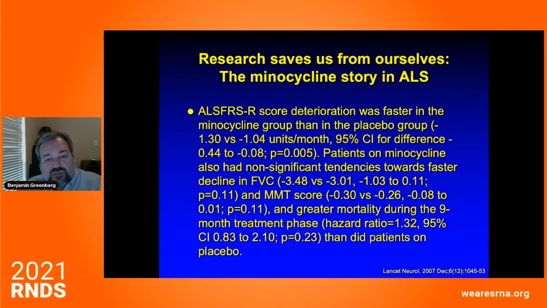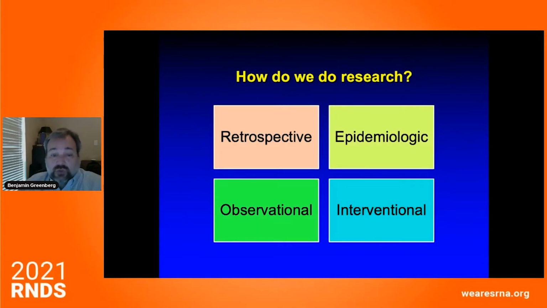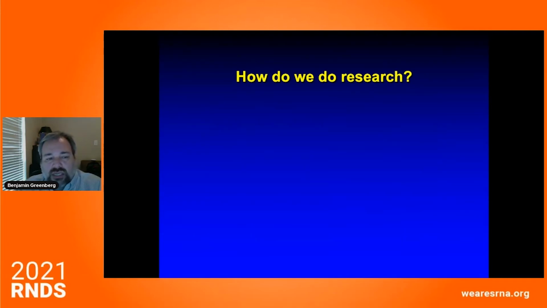And so what we see is the purpose of doing controlled, placebo-controlled trials is to protect us from ourselves. Even the most well-intentioned studies can lead to unintended consequences. So if we advance the slide, we can talk about how we do research. I gave you an example of an interventional trial, a placebo-controlled trial, but there are lots of different studies: retrospective studies, epidemiologic studies, observational studies, and it's important to put these in perspective in terms of how we do the research. So on the next slide, what you'll see is stepwise, I think it'll build.